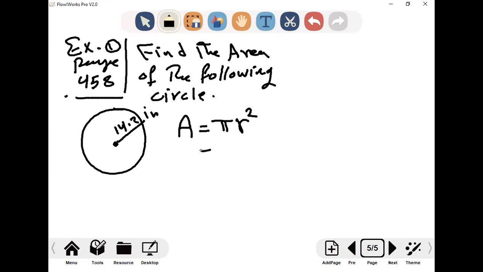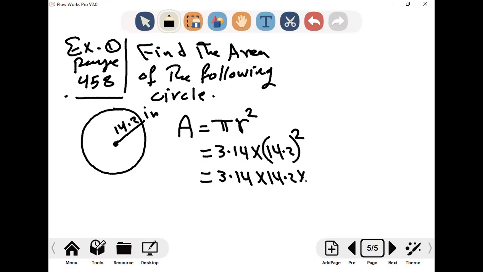Pi is 3.14. So 3.14 multiplied by r, which is 14.2, to the power of 2. Now, if a number has a power of 2, it means you need to multiply the number by itself. How many times? 2 times. So this equals 3.14 multiplied by 14.2 multiplied by 14.2. Now multiply these three numbers.